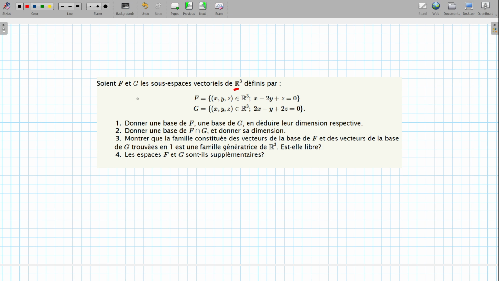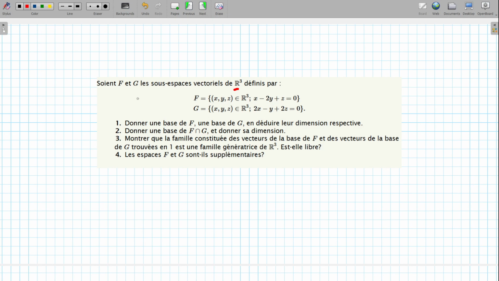So we're supposed to find a basis of F, a basis of G, and then we also find their dimensions. And then exercise number 2 says, donner une base de F inter G et donner sa dimension. So même chose, we give a base for F inter G and then we give its dimension.